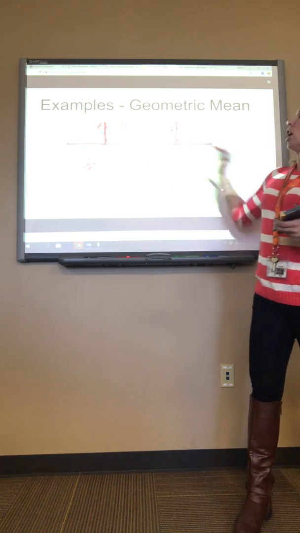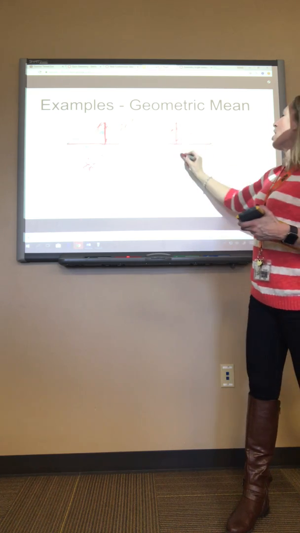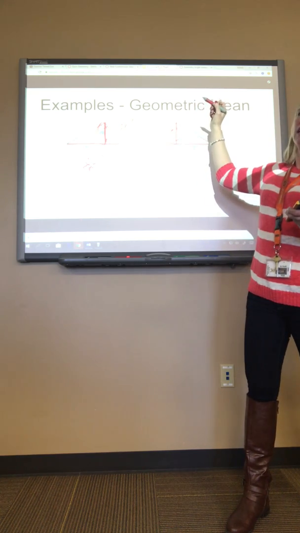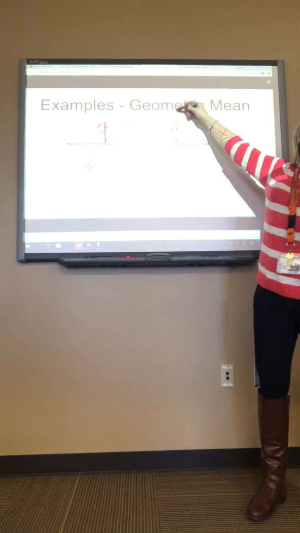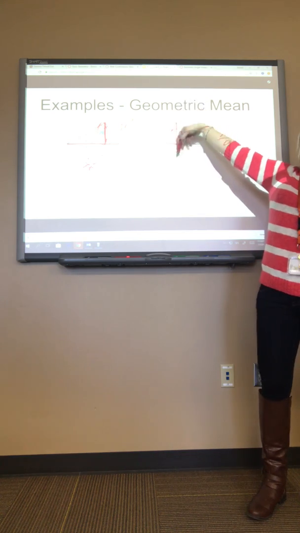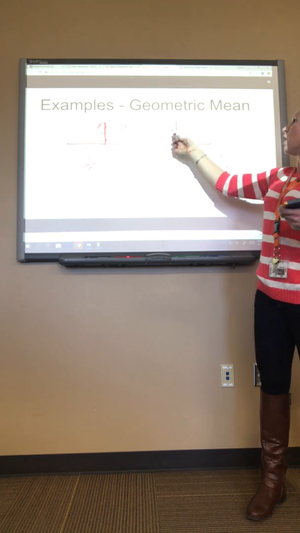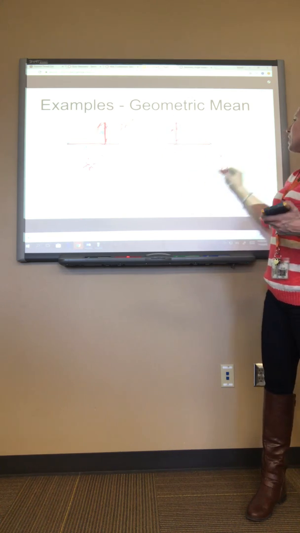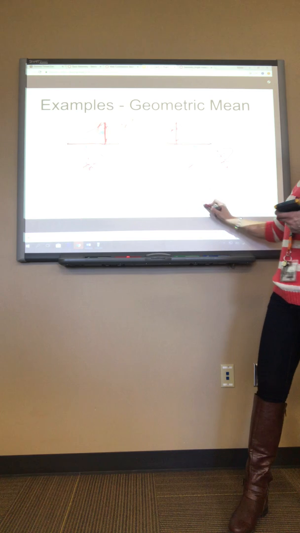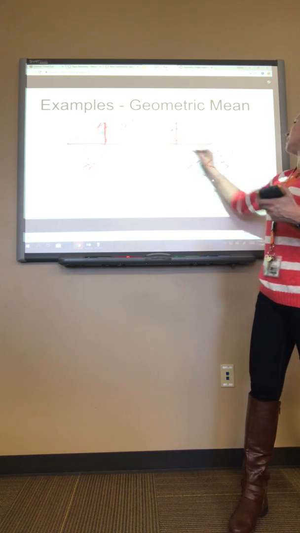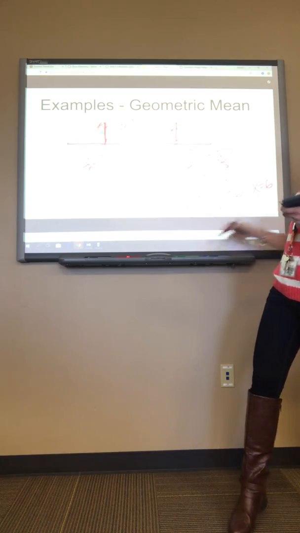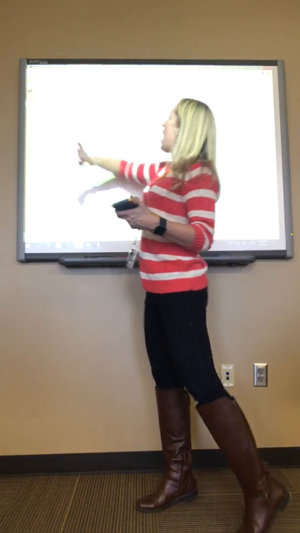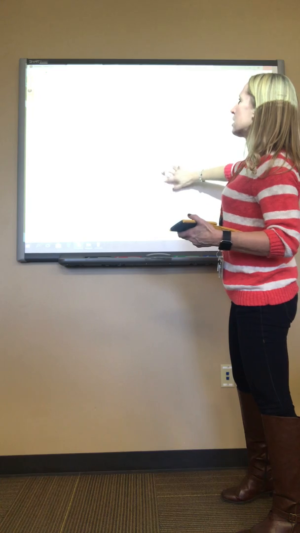Okay, how do you think you would set this one up? X over 4. Nope. 4 over x equals x over 9. See this number right here? That's what goes twice. 4 over x, x over 9. What's x times x? X squared. What's 4 times 9? 36. Square root. X is 6. So let's look at number 3 on your assignment.